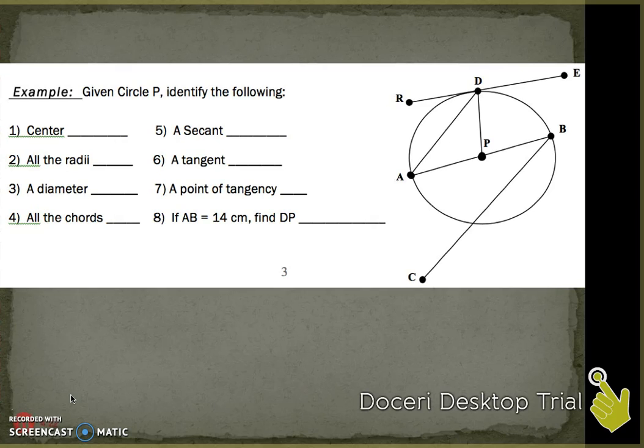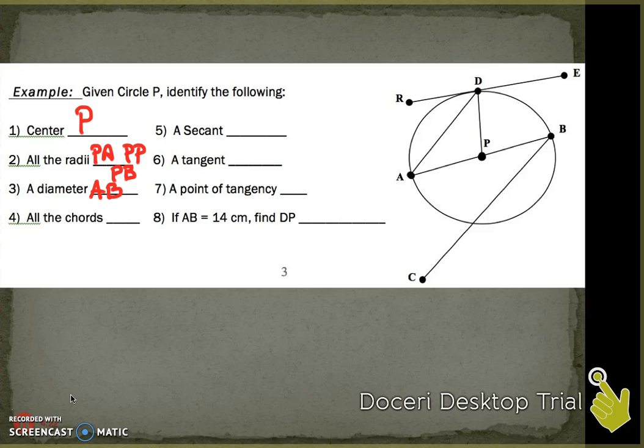Okay, so going through this a little quickly, our center for this circle is going to be at P. The radii of the circle are everything coming from the center out, so PA, PD, and PB. The diameter of this circle cuts across the center, so AB.